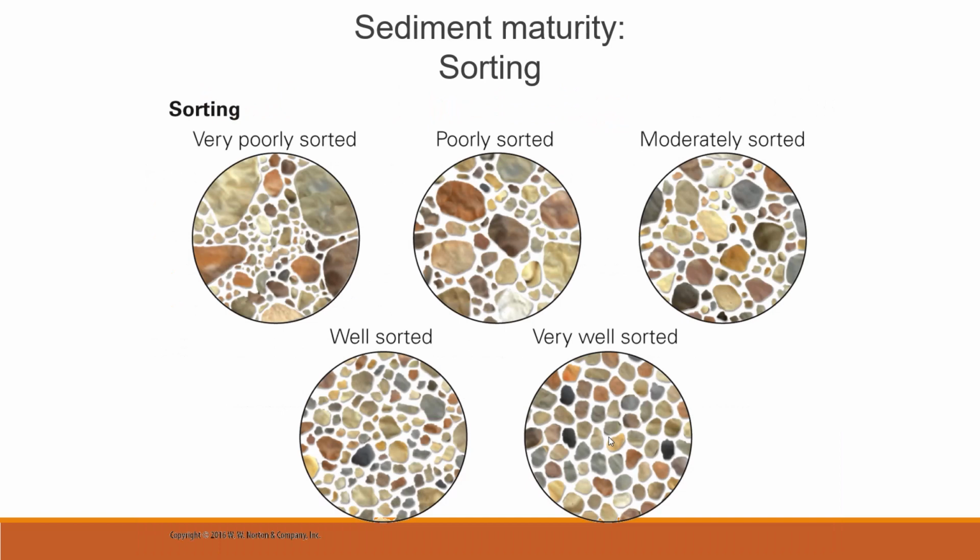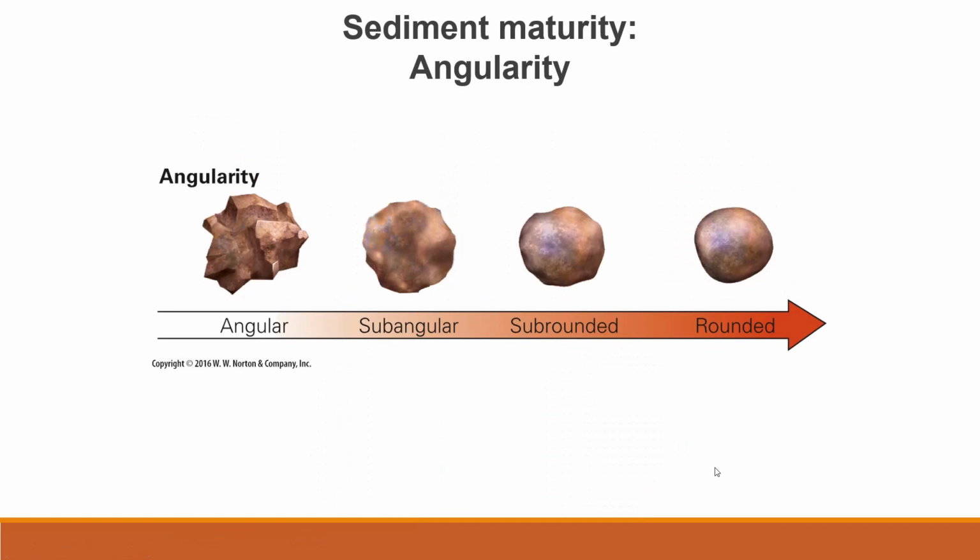Sorting is how similarly sized the fragments are. So a poorly sorted sediment will have various sized grains. We'll have some small ones, some big ones, and everywhere in between. As it gets more well sorted, we will end up having all similarly sized grains. And then angularity or roundness: we start off with a lot of sharp edges. Those are the things that are going to get broken off first and attacked first. So it will become more and more rounded with time and distance.